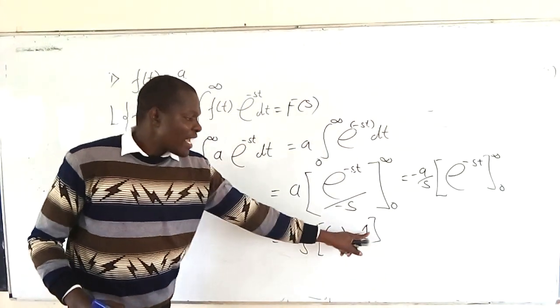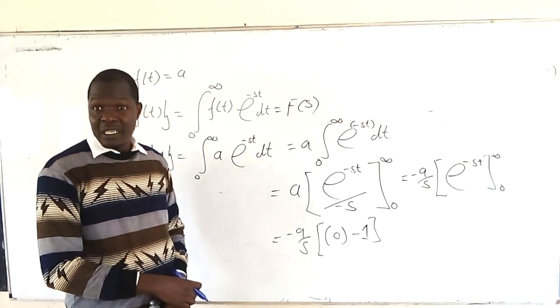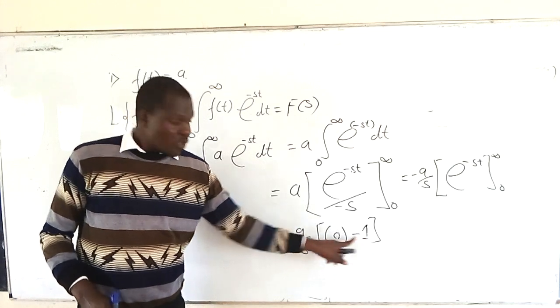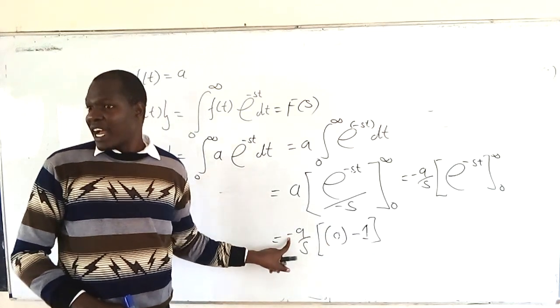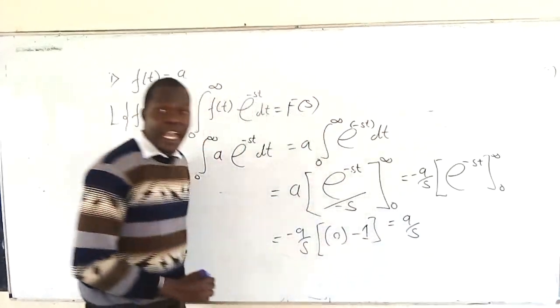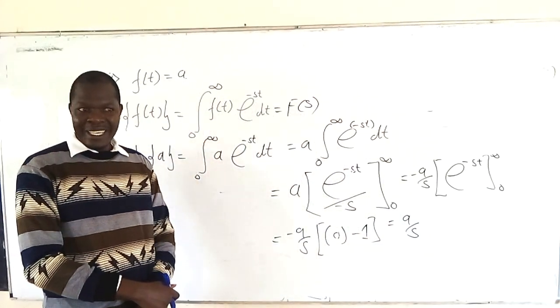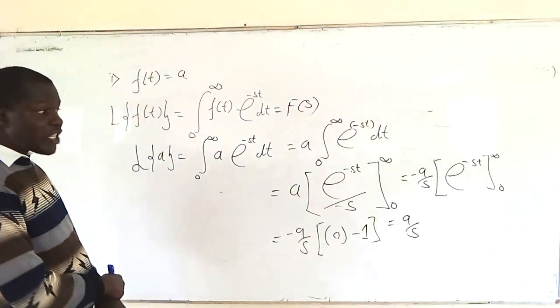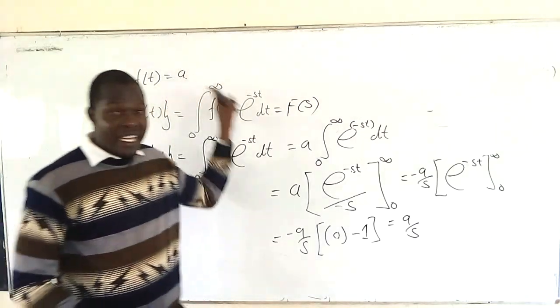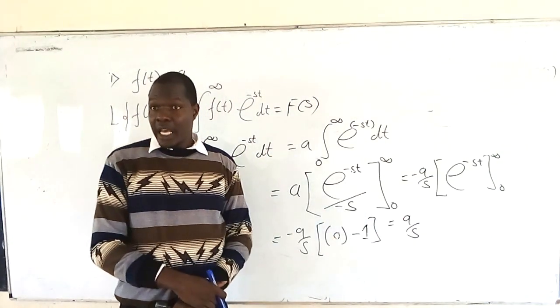So here you have 0 minus 1, you get negative 1. Negative 1 times the negative which is outside the bracket gives positive, so you get A over s. So what have we noted? The Laplace transform of f of t, when it is a constant A, you just get A over s.